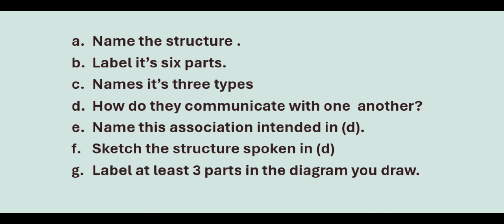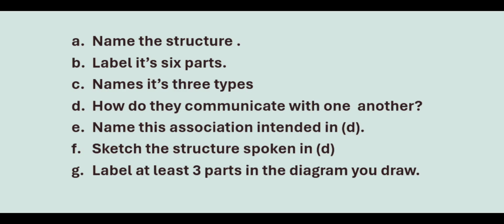The first question under this is you got to name the structure, then label the 6 parts. Then in the C part, you have to name its 3 types. Then the way in which they communicate with one another. The E portion is to name this association which is intended to be shown in the diagram. And then you go to sketch the structure which is spoken in subpart E. And finally in that diagram, you go to label at least 3 distinct parts in the drawing that you make.